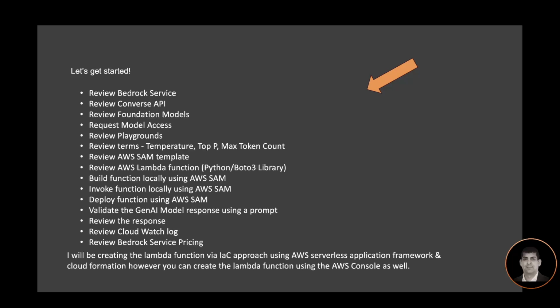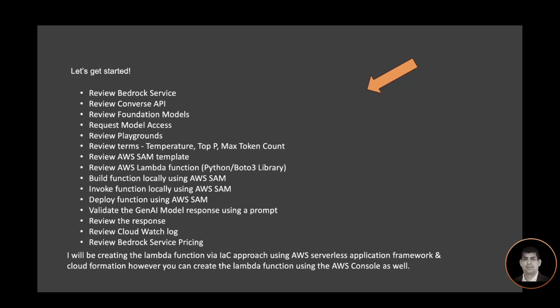Let's get started. We're going to review our Bedrock service. We'll do a quick review of Converse API. We'll review foundation models, request model access, look at the playground, and review some key terms like temperature, top P, and max token count. We'll review the AWS SAM template and the Lambda function code. We'll build the function using AWS SAM, and then we'll invoke it locally using AWS SAM.